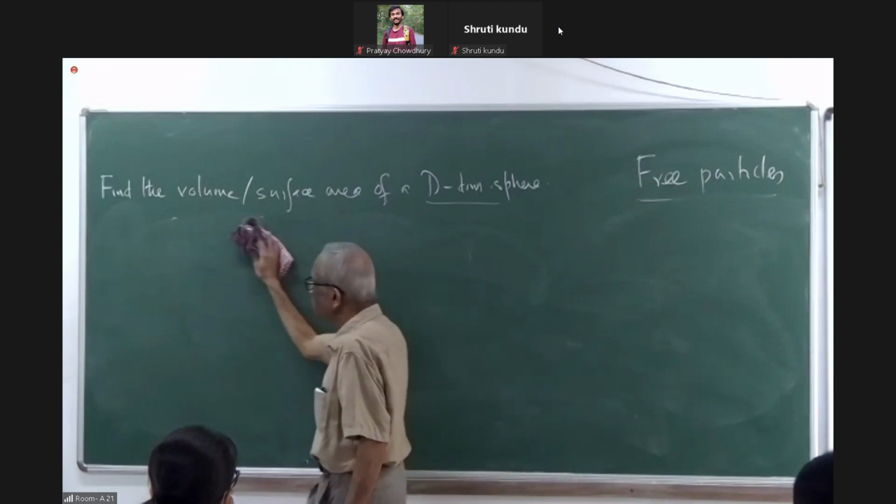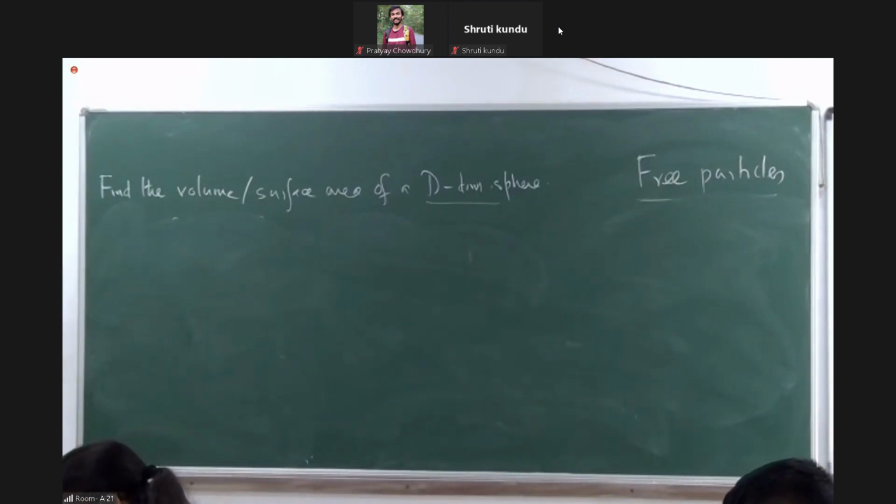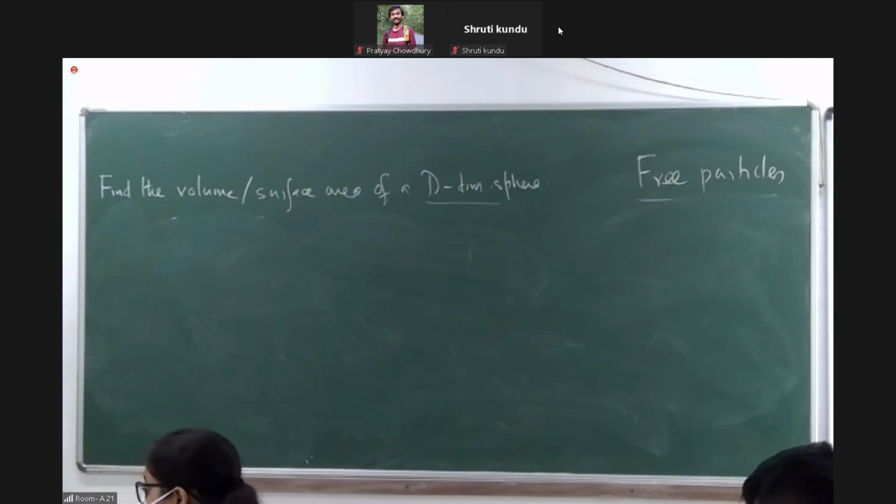Means the particles are moving inside that volume. The particles are moving randomly inside the box. But you are saying the particles are moving freely over the surface. Because there is a constraint.